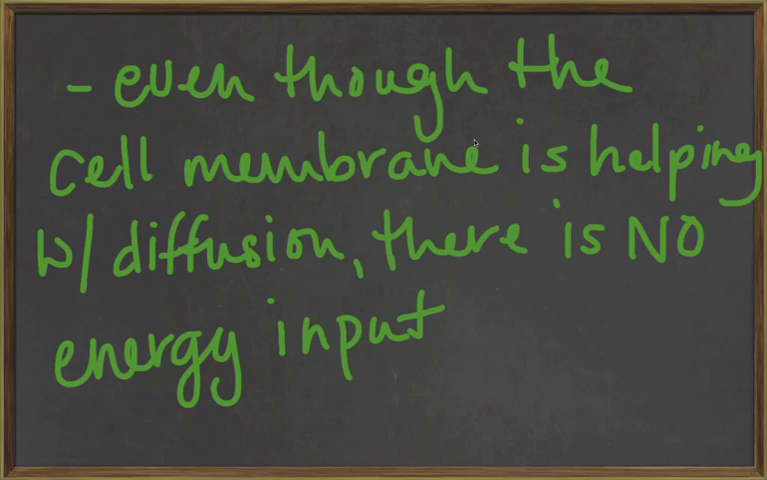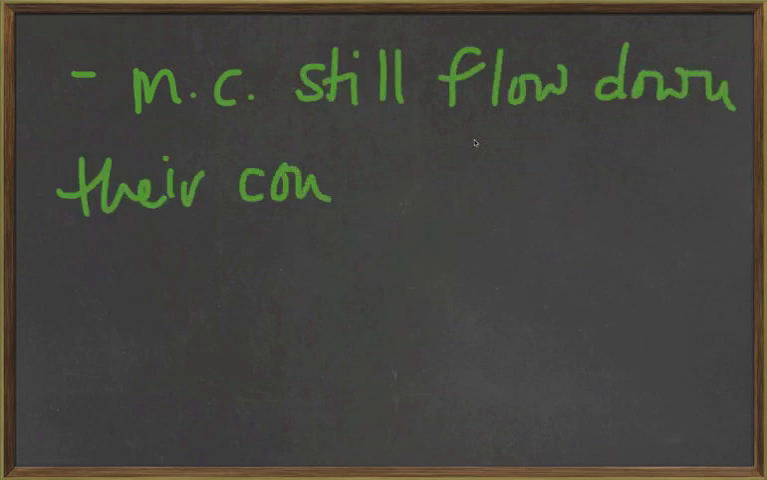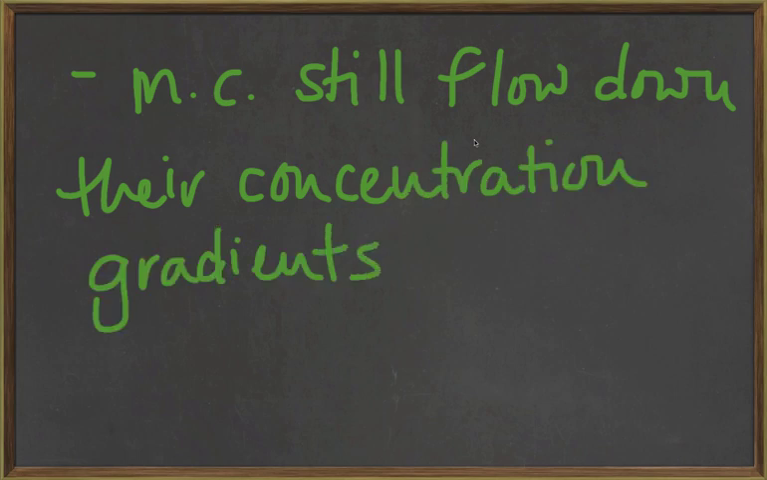The cell is not putting anything towards this. The molecules still flow down their concentration gradients. They still go from an area of high concentration to an area of low concentration. They still flow down that concentration gradient. It's just they're either too big or in some cases too charged, and they have to have a little bit of help getting across. They can't just flow like simple diffusion or osmosis. They need a little bit of extra help.